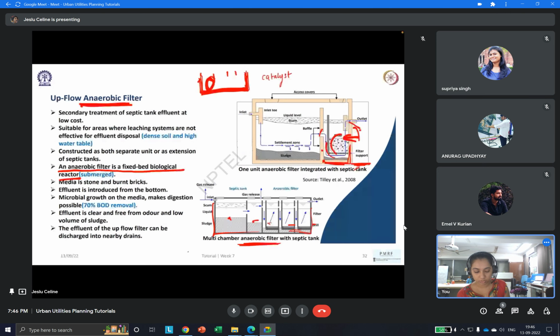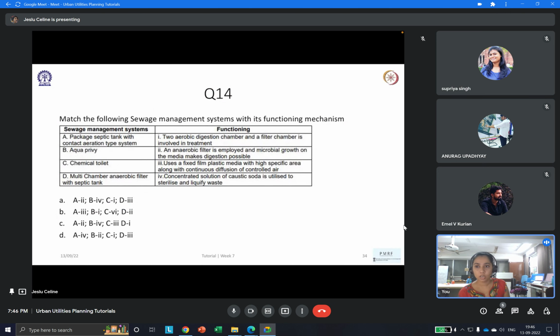Yeah, 14th question. Match the following sewage management systems with their functioning mechanism. So who wants to take up this question? We have only two more questions left. The answer is B. Okay, came up with the answer also.